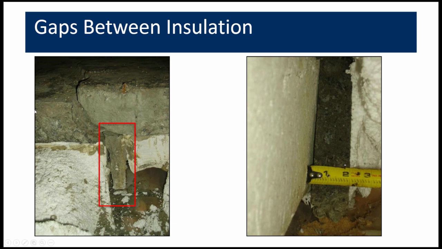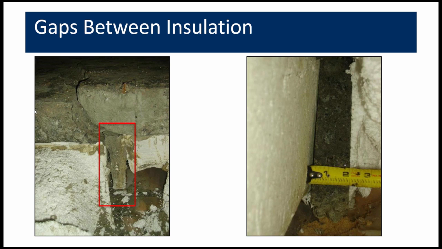The cause for the heaving was related to these gaps primarily between the insulation boards that were in some areas up to 2 inches. So they had 8-inch thick insulation boards, but they weren't tight. When they placed the freezer slab, the concrete was allowed to flow between the joints and basically conduct those freezing temperatures down to the subgrade.